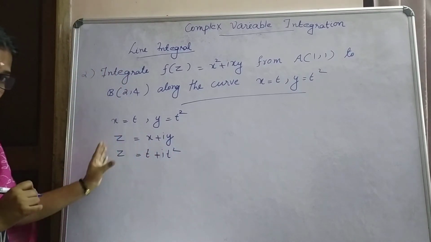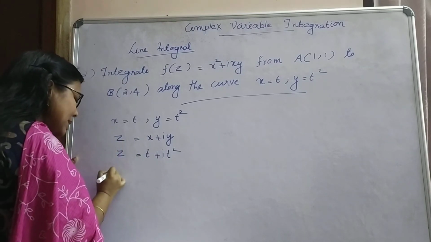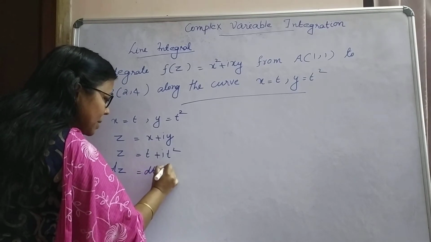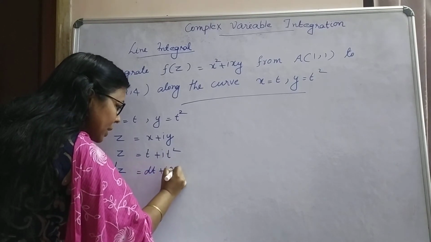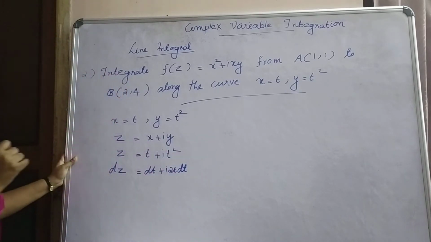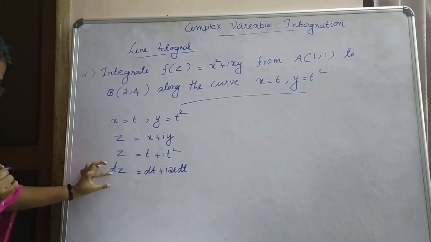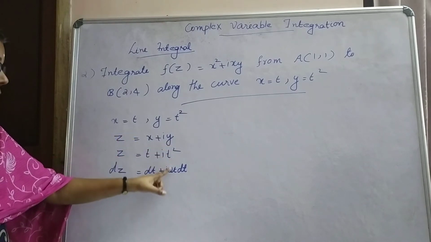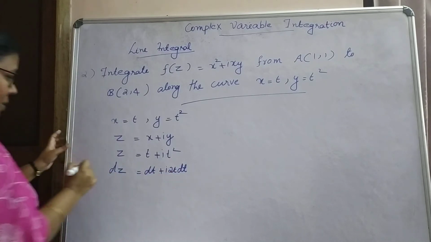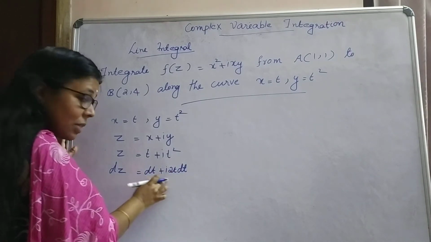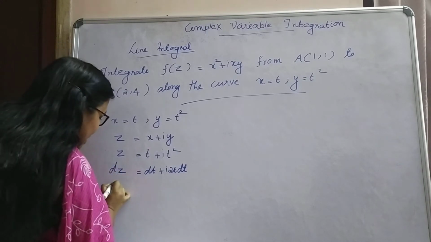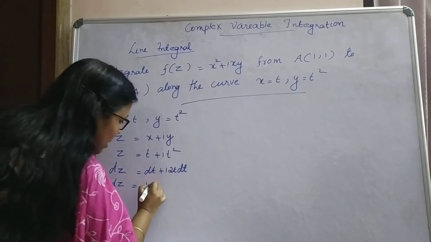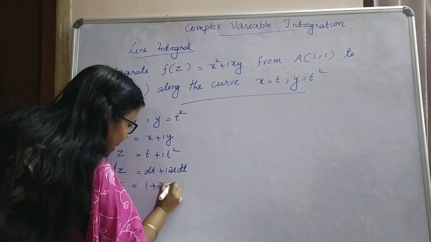Then taking derivative on both sides, we get derivative of z is dz. Derivative of t is dt, plus i into derivative of t square, which is 2t dt. Here the total derivative is taken, that is dz equal to (1 plus 2it) dt.